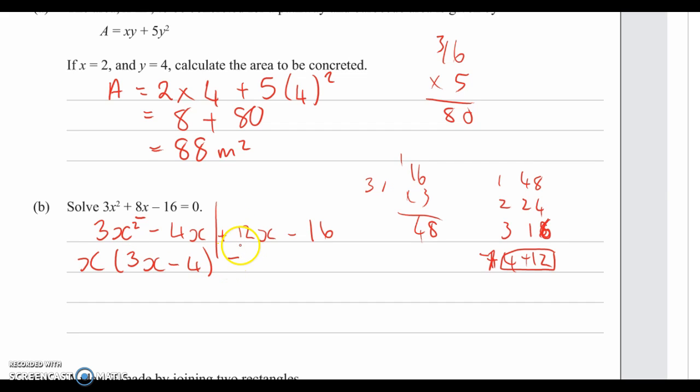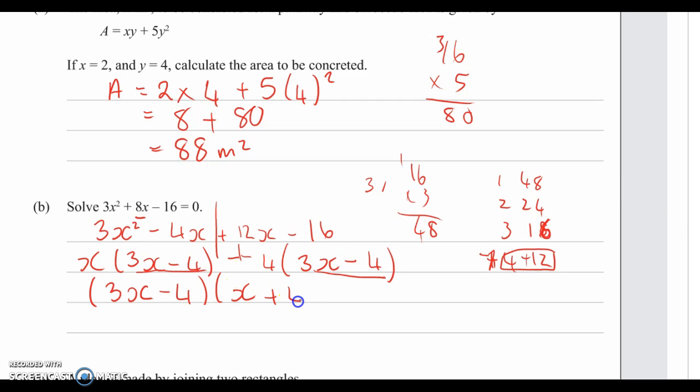That's plus, common on 12, and there's 4, and that would be 3x minus 4, which I was hoping for. I'm wanting to get a common bracket here, which I'm now going to take out. So 3x minus 4 is common. 3x minus 4 times x, and then plus 4. That is a plus sign. Now, I've forgotten my equals 0 all the time.